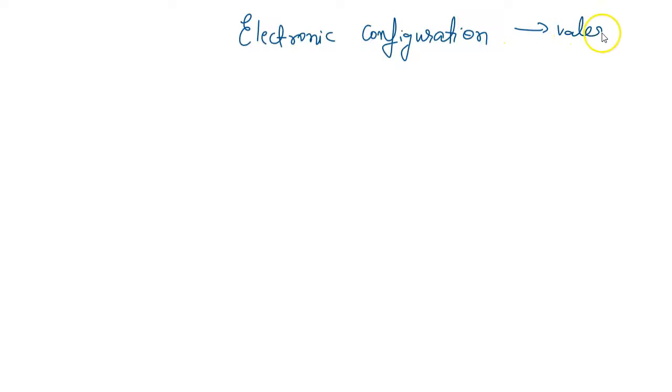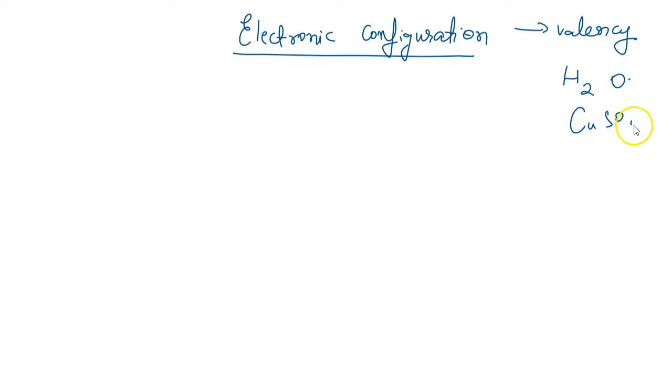Here, before discussing the theories, we will talk about electronic configuration, because this is what we actually require to find out the valencies, and valency is required to get the formula of the compound. Like if I am writing, let's suppose, water, why I am writing H2O? If I am writing copper sulfate, why I am writing CuSO4 only? There is a reason behind that. And if we are able to find out valency, we can easily write down the formula of any compound.